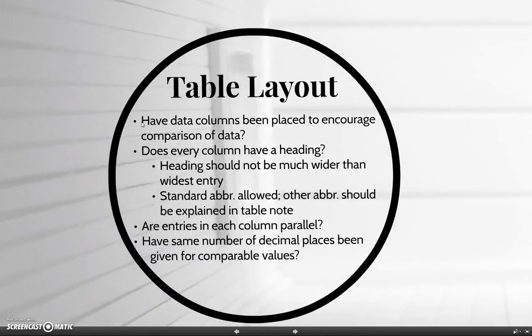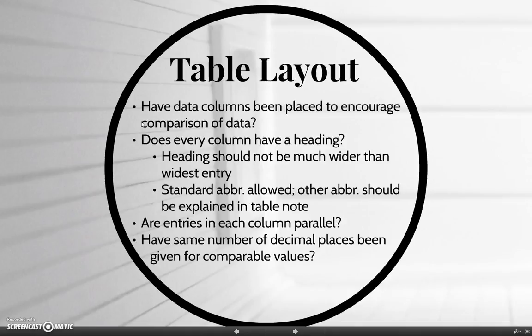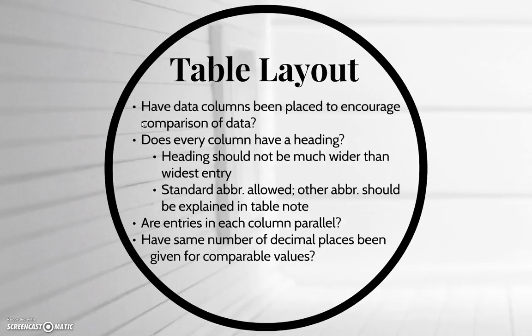Next, you'll need to consider the layout of the table. As you're arranging the columns, make sure to place columns with data to be compared beside each other. This makes it easier for your reader to analyze your findings. Each of these columns should also have a heading, which is not too much wider than the data beneath it. Abbreviations are allowed in the headings, but any non-standard abbreviation should be explained in the table notes. More on that later. A list of commonly recognized abbreviations is listed on page 109 of the APA manual.